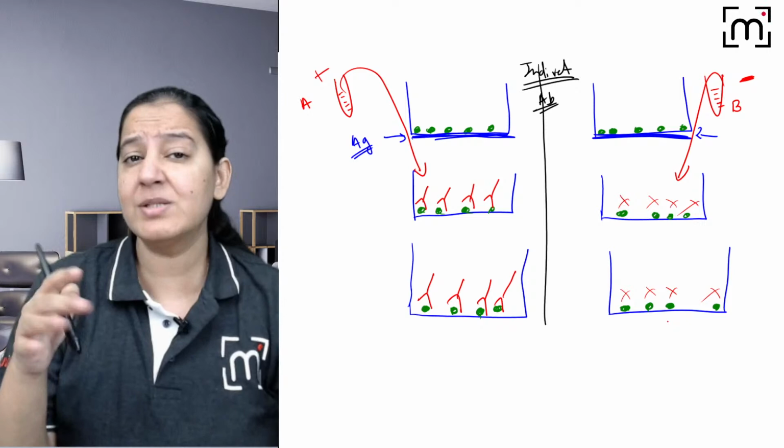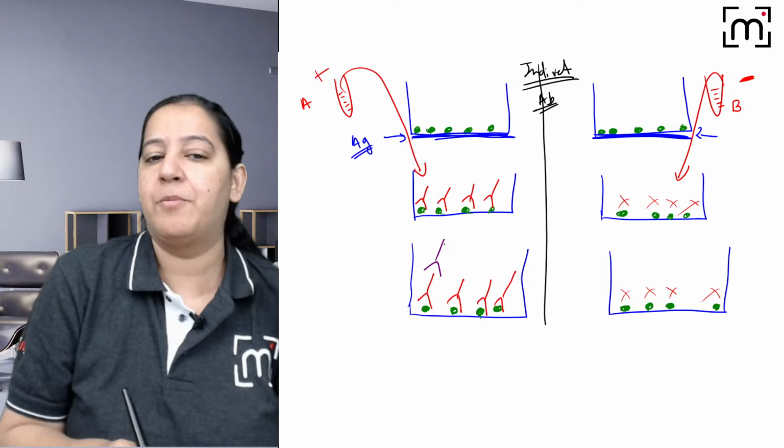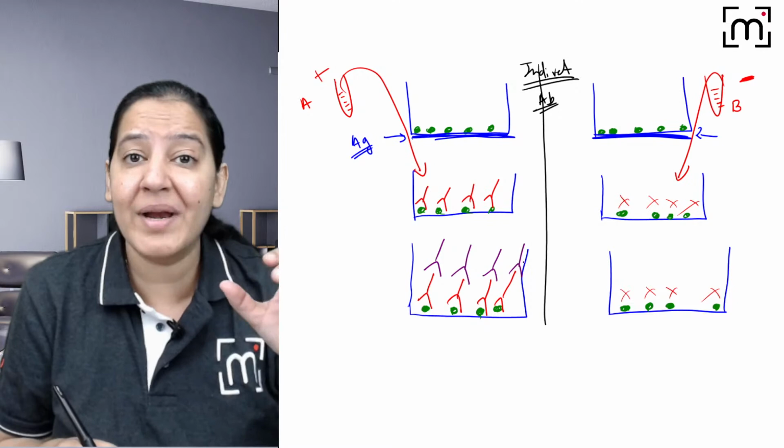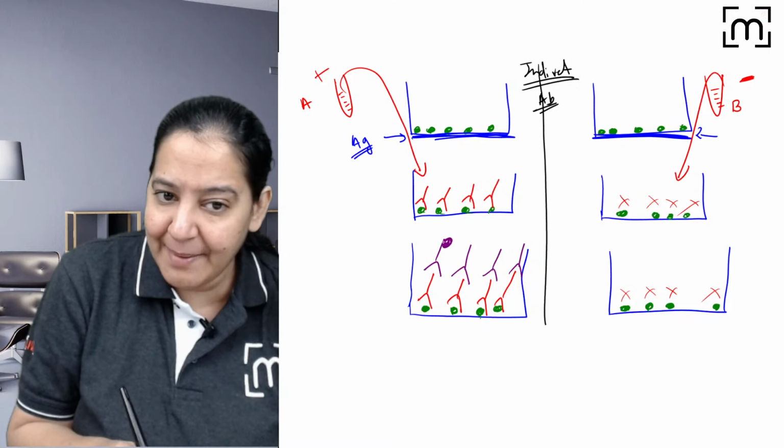The antigen is in the middle, but this time the antibody is against antibody. You got my point? Actually, the antigen for this purple antibody is antibody only. The antigen for the antibody is antibody only. It is known as antibody against antibody. So this time, this enzyme linked antibody is against antibody.